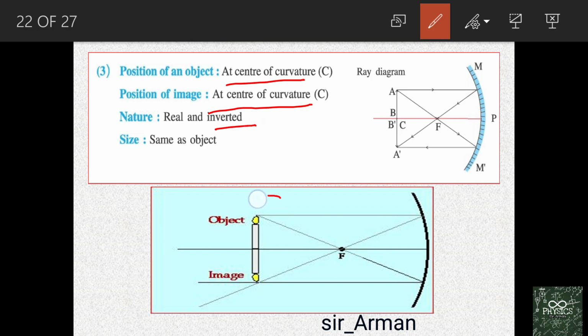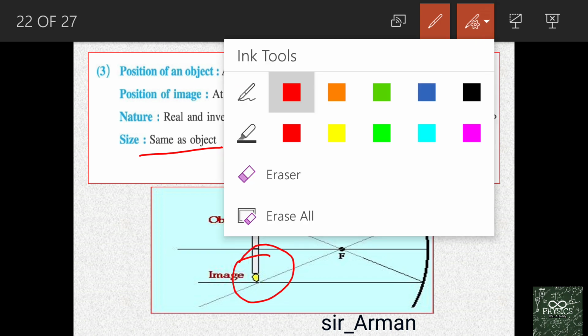See here candle is upright, but here you can see it is upside down. So the image is inverted, and here if you place a screen at this point, you can obtain this image on this screen, and hence we can say the image is real. So the nature of the image is real and inverted, and the size is same as the object. Here we see if the size of the candle is 5 cm, then the size of the image is also 5 cm. So which rule we have used?